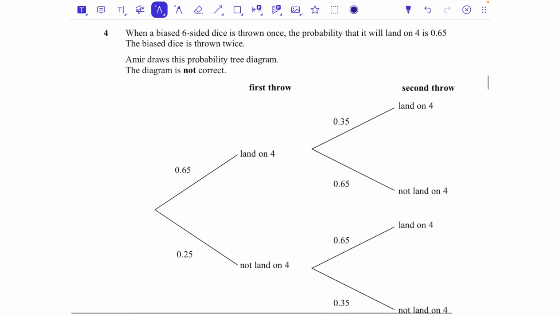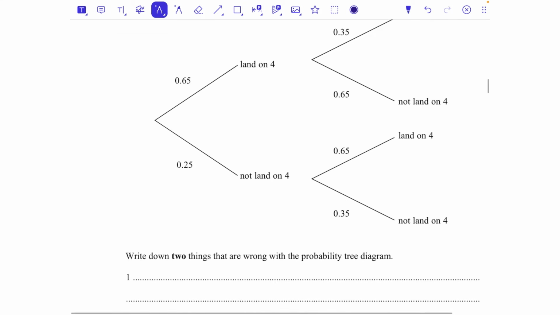Fantastic. Question number 4. When a biased 6-sided dice is thrown once, the probability that it will land on a 4 is 0.65. The biased dice is thrown twice. Amir draws this probability tree diagram. The diagram is not correct. Write down 2 things wrong with it.